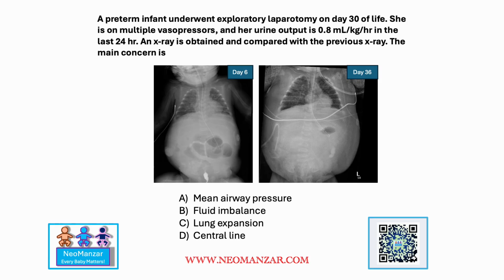So a preterm infant undergoes exploratory laparotomy on day 30 of life. She is on multiple vasopressors for low blood pressure. Her urine output in the last 24 hours is 0.8 ml per kg per hour. An X-ray is obtained, which you can see on the right side of the screen, and that is post-operative day 6. And then you have a comparison available from day 6. So 30 days apart, two X-rays are given in the question. What do you think is the correct choice here?